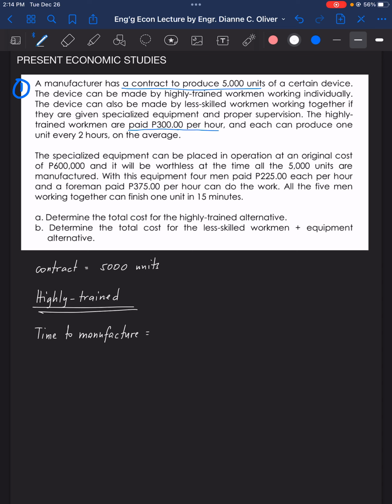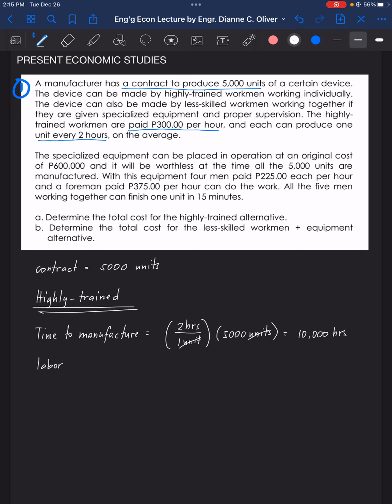So for the time to manufacture, it says here that each workman can produce one unit in every 2 hours on the average. So 2 hours for one unit, we can cancel unit here by multiplying it with the required units, which is the 5,000. So how many hours is this? So cancel units. So this is 10,000 hours. So now we know how many hours these highly trained men will work.